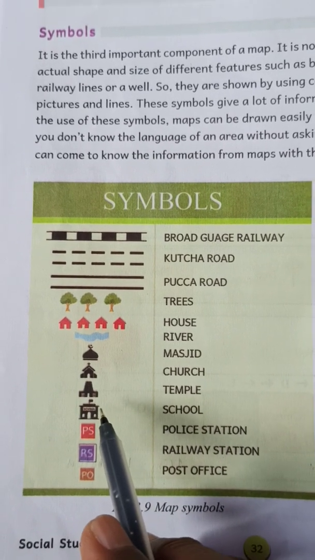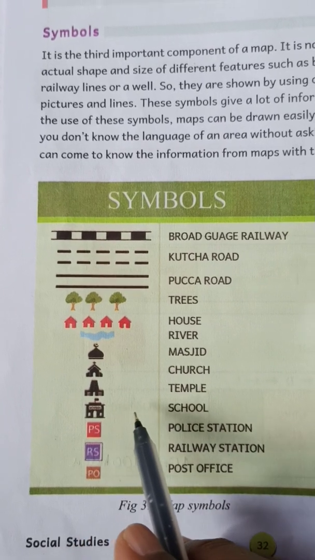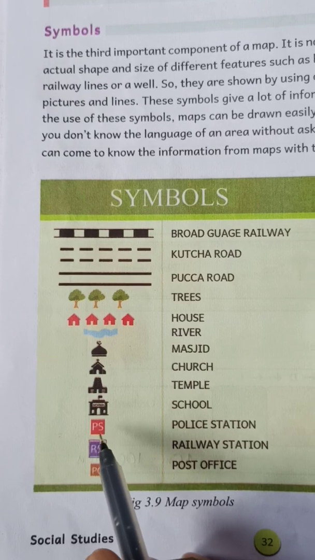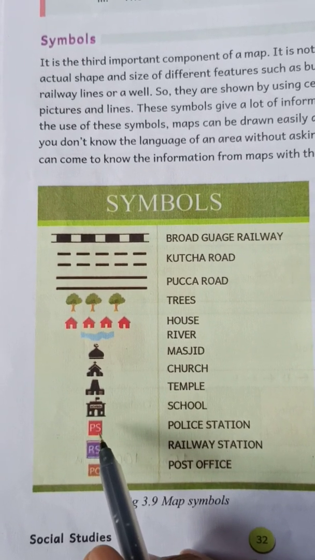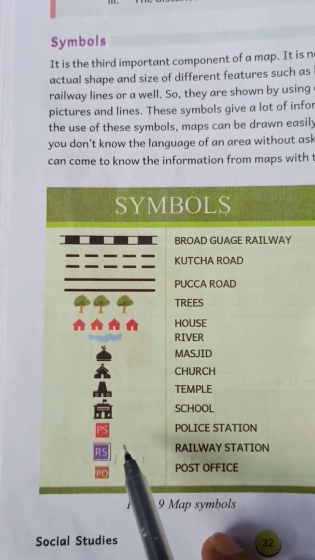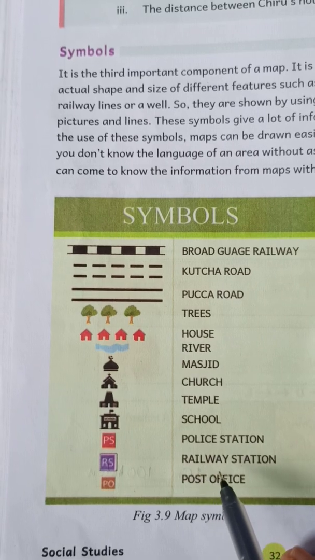And this is a symbol of school. Yes, you must observe. This is the symbol of school. And what is PS? It is also a symbol. PS means police station. RS means railway station.